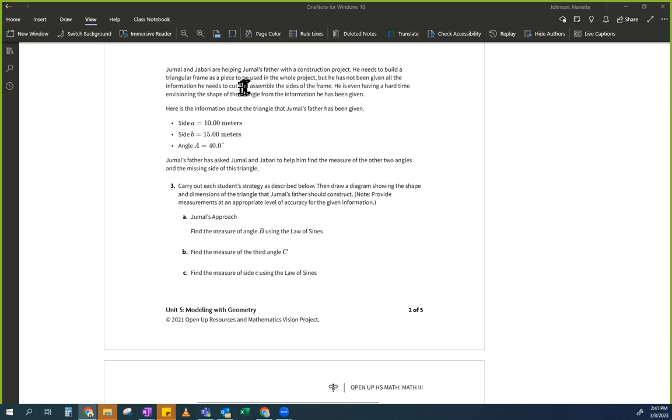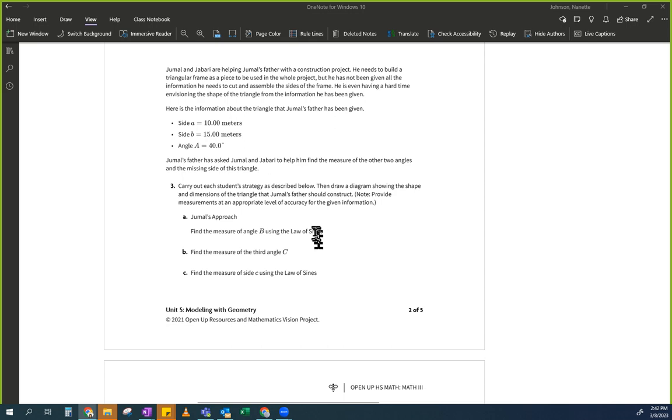So here's the context, right? They're helping their father build a construction project. He needs to build a triangular frame that he's going to use in the whole project, but he hasn't been given all the information to cut and assemble a frame. He's having a hard time envisioning the shape of the triangle from the information he's given. So they want to find the two ways.